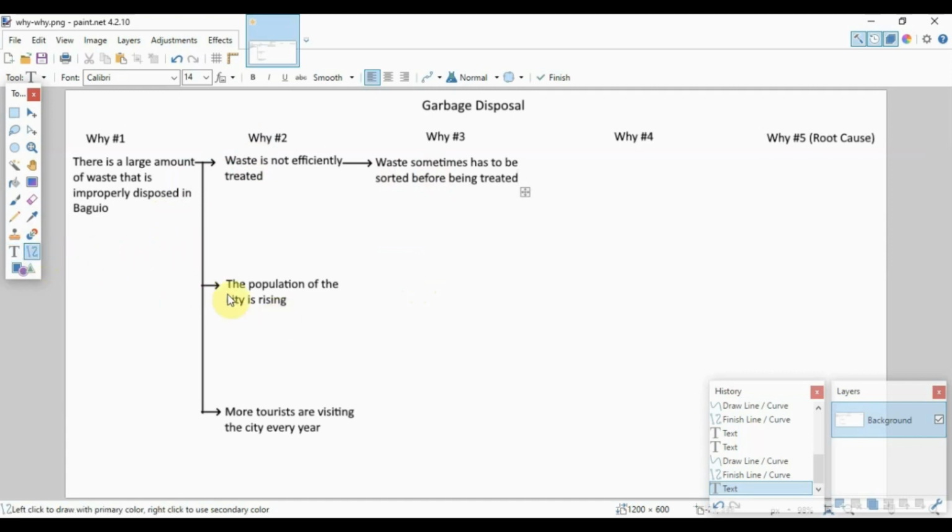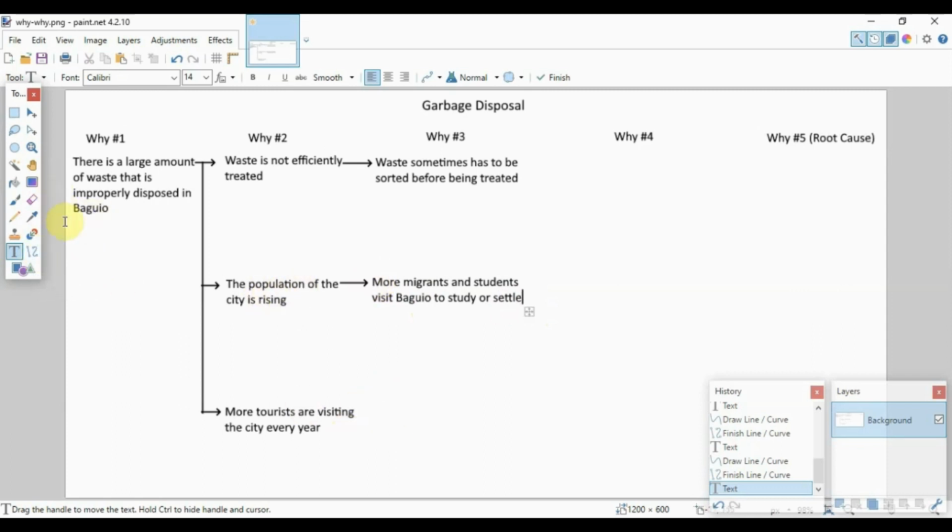The population of the city is rising. Why? What could be the issue? So the cause could be that more migrants and students come to Baguio or visit Baguio to study or settle. So this could be our main cause. More and more people are coming to Baguio to live here or to study. So that is the reason why the population is rising.